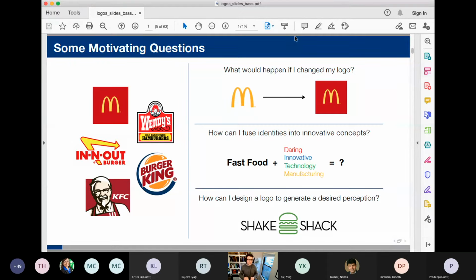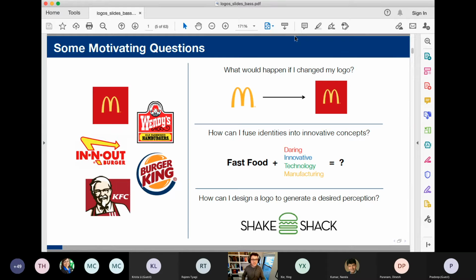And then finally, thinking about questions related to the design process in general. So a more general version of that last question: how can I design a logo to generate a desired perception? And so these are the questions, the heart of what we're trying to accomplish in this work.